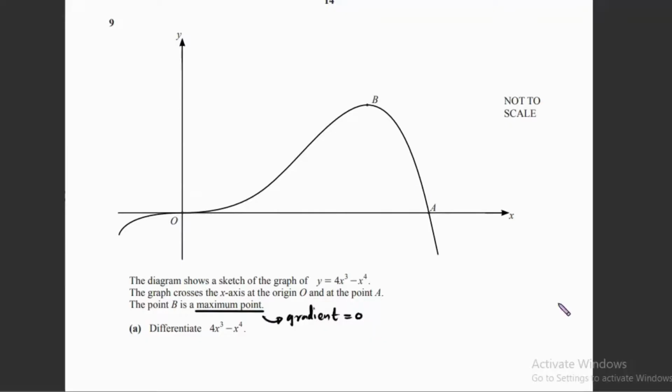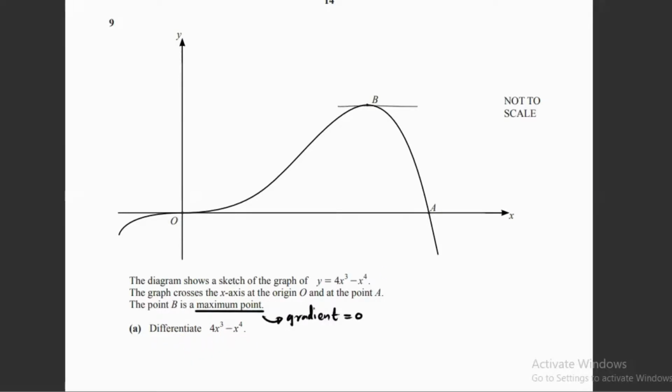The hint there is that the gradient at those points will be equal to 0. So here, the gradient means a line. If we draw a tangent here to the curve, this is going to be the line. This line has a gradient of 0. That's the meaning. The first part of the question is asking us to differentiate 4x cubed minus x to the power 4.